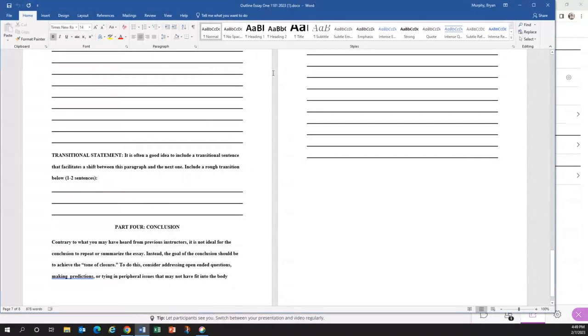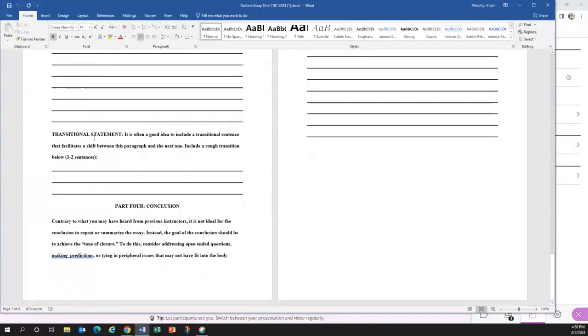This is basically just like creating a map for your essay so that when you sit down to write the essay, you've got something to go on. So it's important to take the outline seriously, but I'm not requiring you to really have everything sorted out or know everything you're going to do. Okay. Then comes the transitional statement. You do the transitional statement, you move into the conclusion. Part 4 is the conclusion.